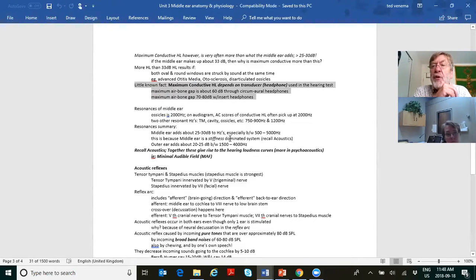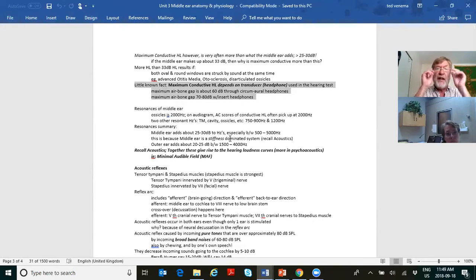The maximum degree of conductive hearing loss that you can measure in a hearing test depends on the headphone. The biggest conductive hearing loss that you can measure with circumaural headphones is going to be about 60 decibels, whereas the biggest conductive hearing loss that you can measure with insert headphones is 70 to 80 dB hearing loss. Okay? So just a word to the wise.